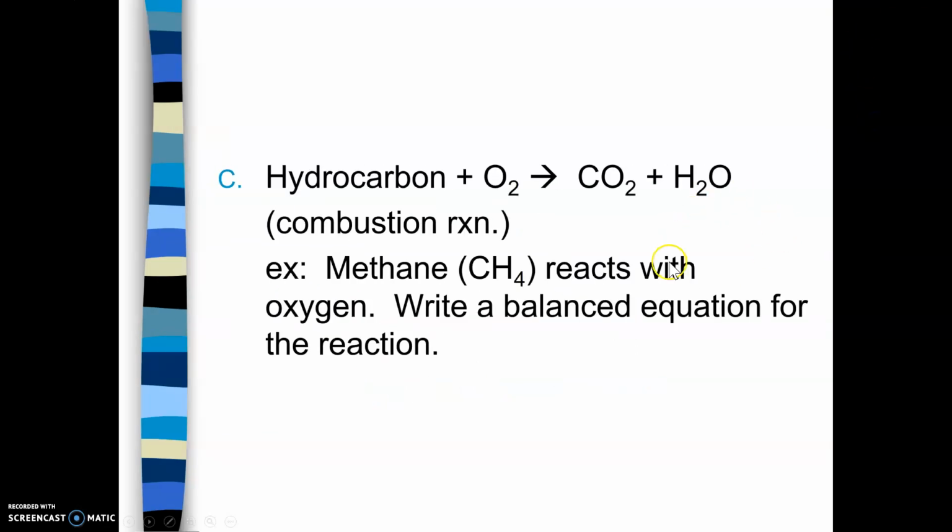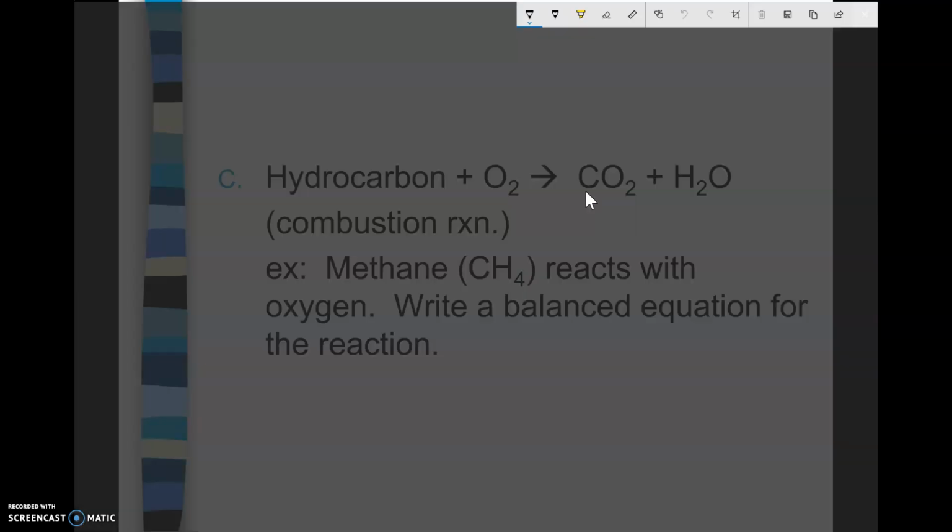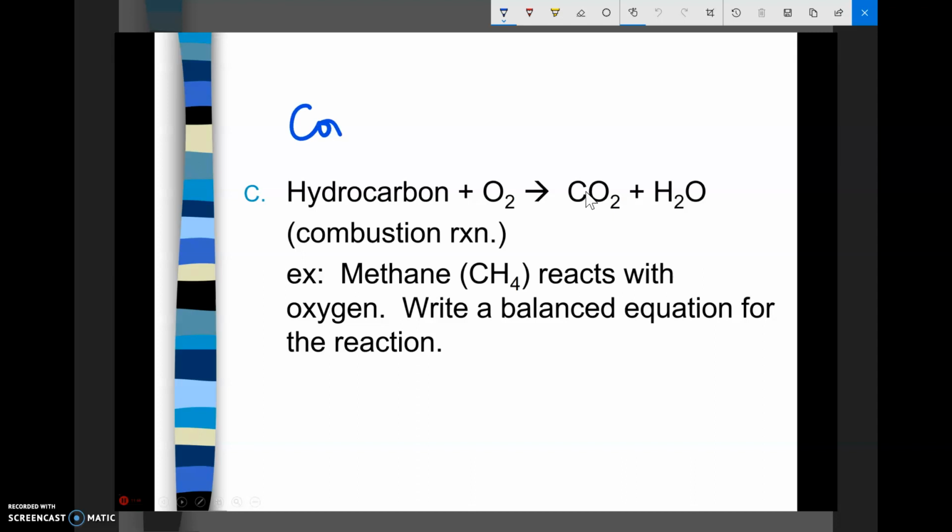Okay, the last one, you've done this a lot in 1010. This is going to be your combustion reaction. Okay, so remember with combustion, you always have a hydrocarbon, which is any carbon and hydrogen amounts, plus oxygen, and then you're always going to create CO2 and water. So combustion reaction. Okay, so here's an example. Methane, so it's just giving you the name of this hydrocarbon, reacts with oxygen. Write a balanced equation for the reaction.